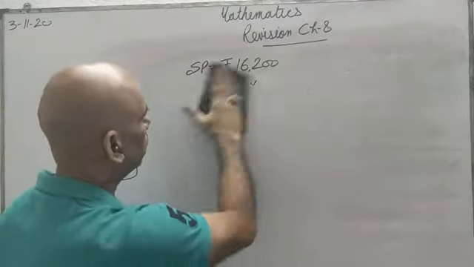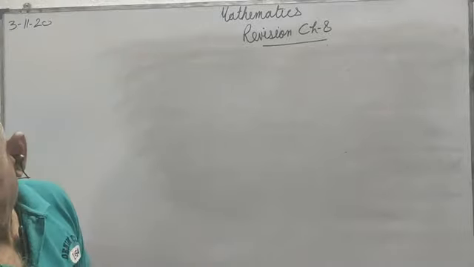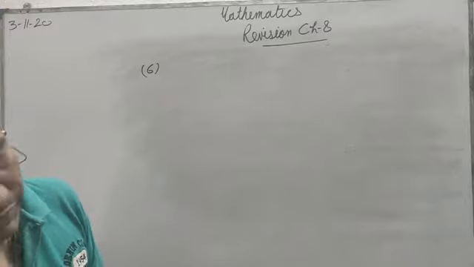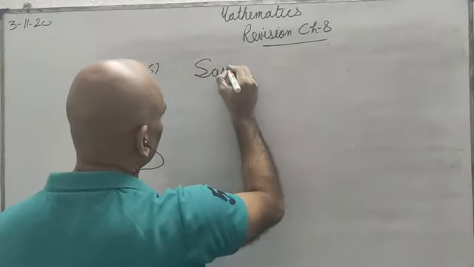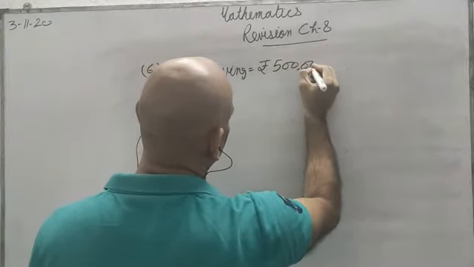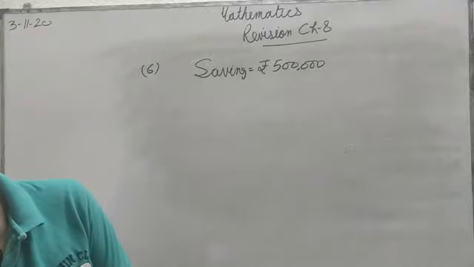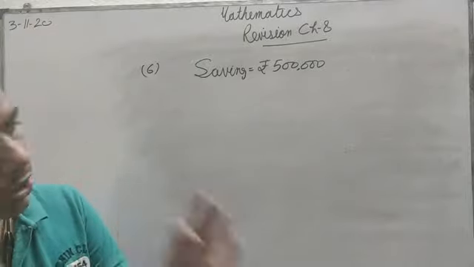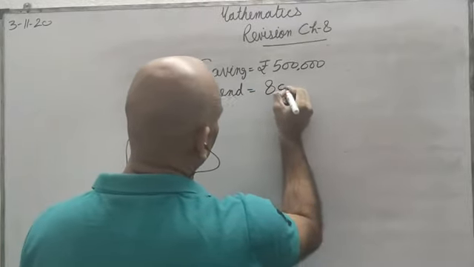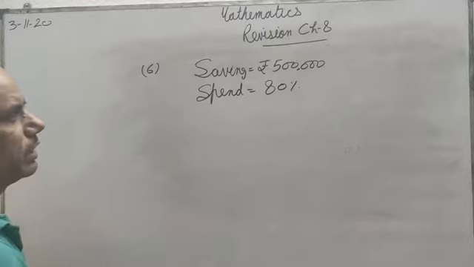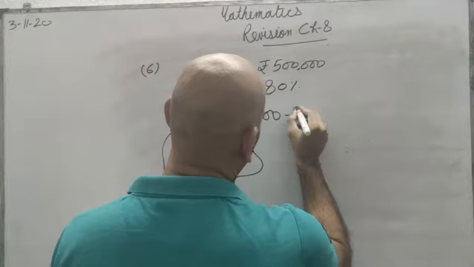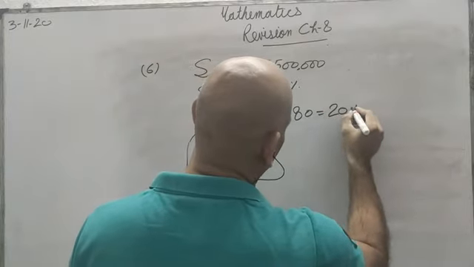Let us talk about question number 6. What is question number 6 saying? Nathan's total saving is 5 lakh rupees. Saving is rupees 5 lakh. Okay. For a year, after spending 80% of his income. और spend कितना किया उसने? 80%. If 80% is spent, then how much is saved? Saving is equal to 100 minus 80, that is 20%.